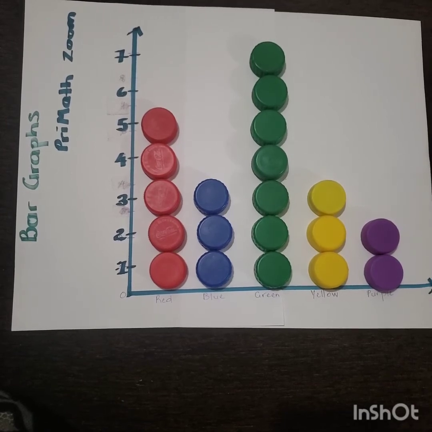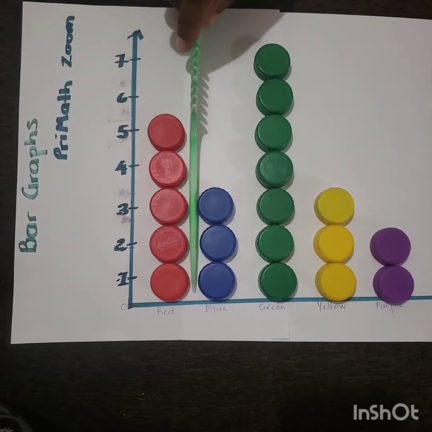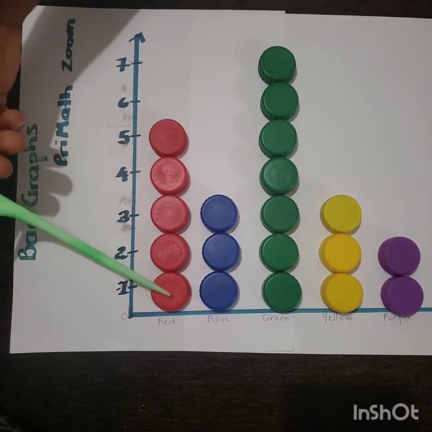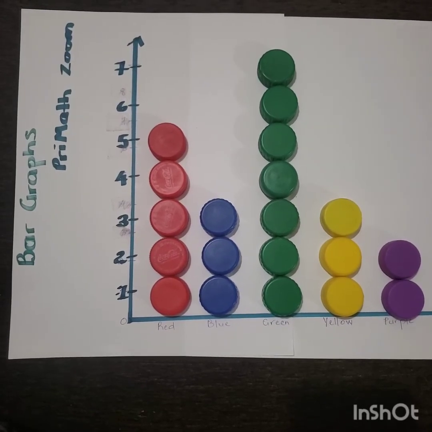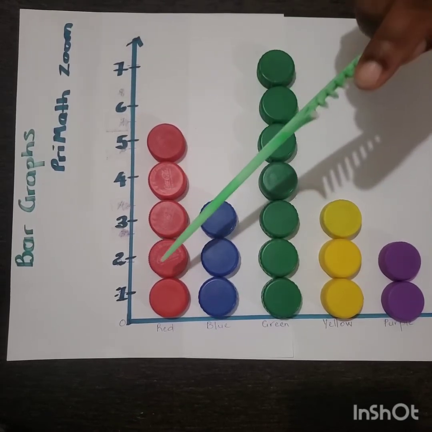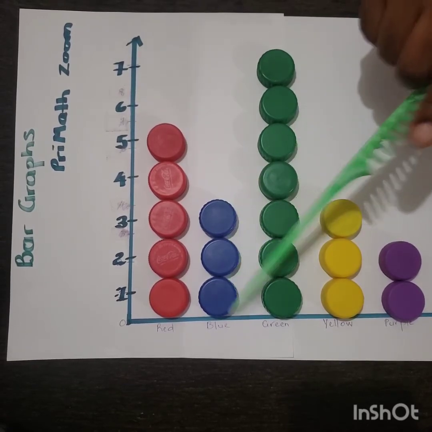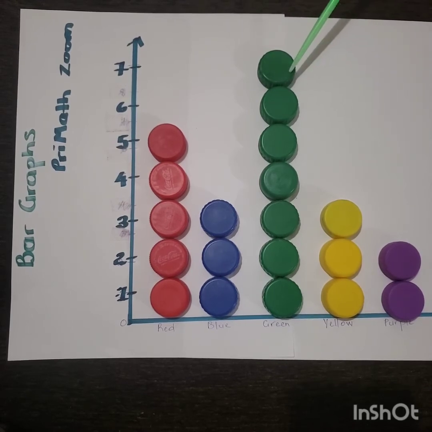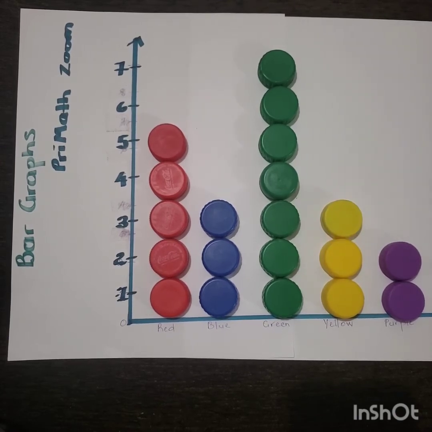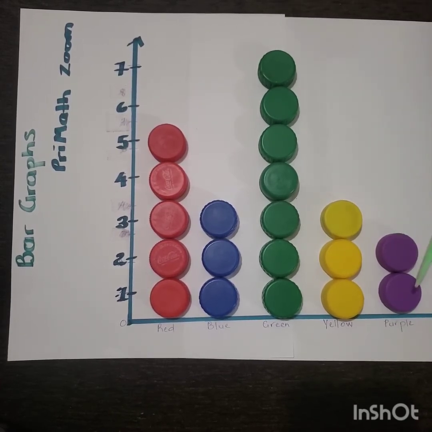So, bar graphs are graphs created using bars. Now, these are supposed to be the bars that we're creating. However, what we're doing is just putting each person in their place. So in red house, we have 1, 2, 3, 4, 5 students. In blue house, we have 1, 2, 3. In green house, we have 1, 2, 3, 4, 5, 6, 7. And in yellow house, we have 1, 2, 3. In purple house, we have 1, 2.